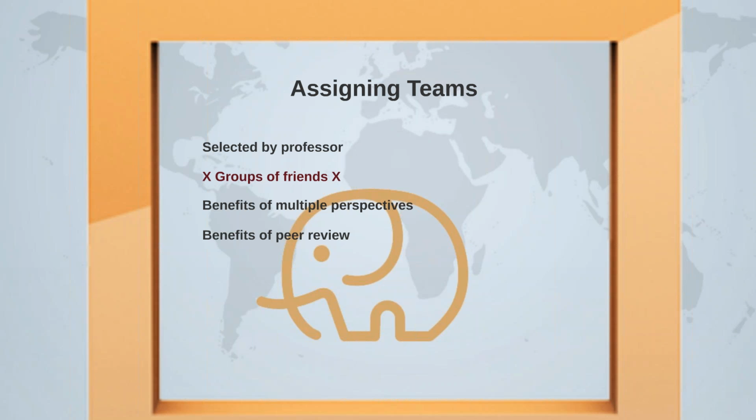The second point, I have it in X's and red. So groups of friends. I did read that some professors like to have people self-select into groups, and for every professor who says that, there's probably a handful that say this is a very bad idea. And especially you don't want friends selecting groups by themselves.